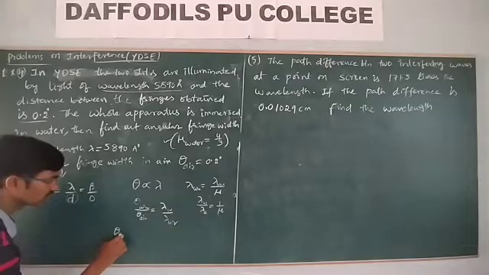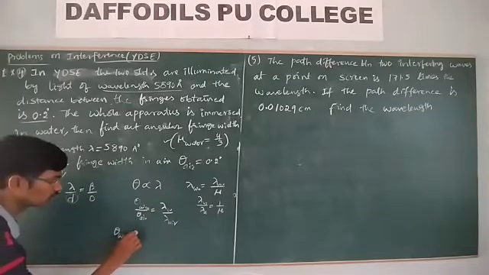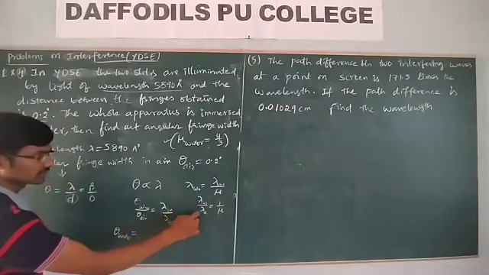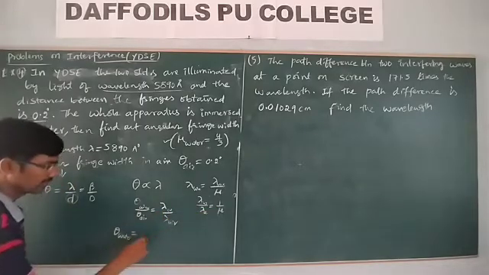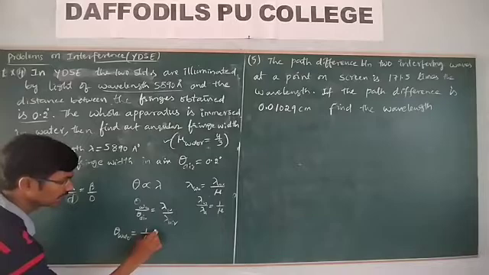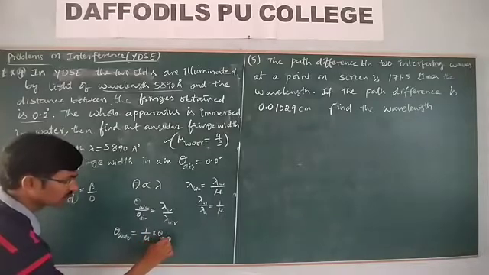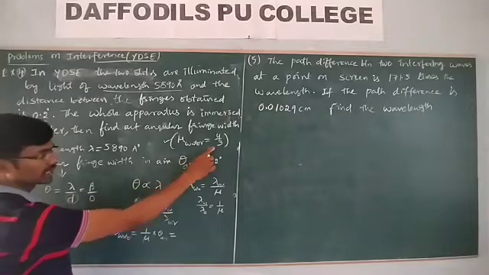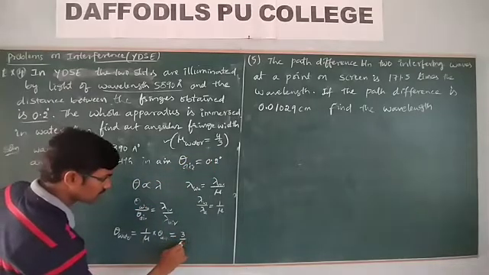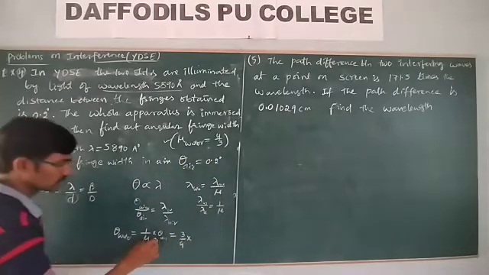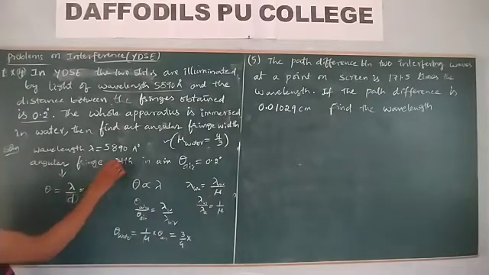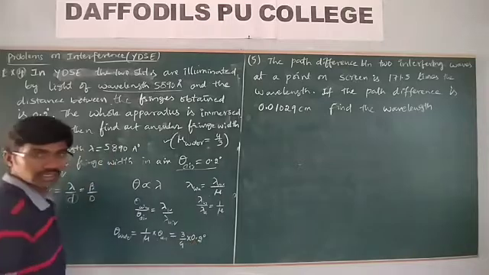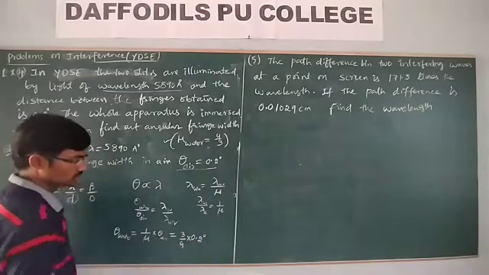Then angular fringe width in water is equal to wavelength in water by wavelength in air, which is 1 by mu into theta in air. That is equal to 1 by mu, and mu is nothing but 4 by 3. Then what is it here? 3 by 4 into theta in air. What is theta in air?